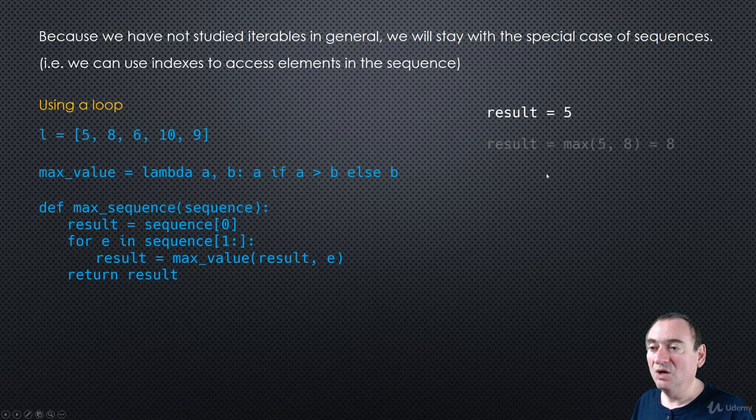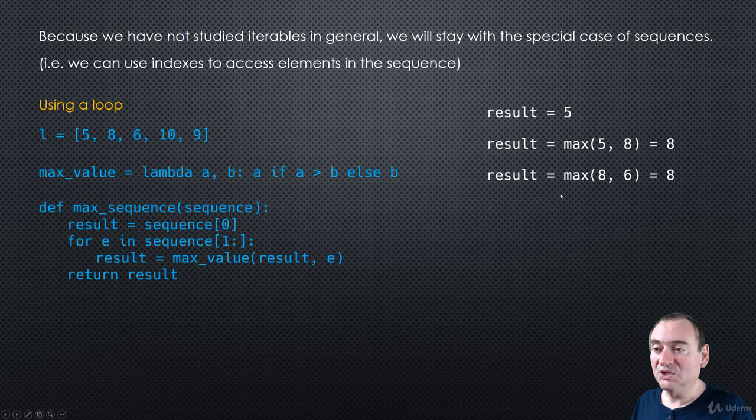So in this case, we're going to set the result to the maximum of 5, which is our current result, and 8. So 8 being the second element here, right? Or the first element in this loop. But we start the loop at the second element, so we're at 8. So the result is 8.